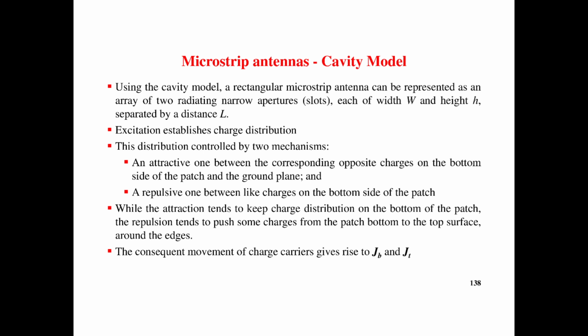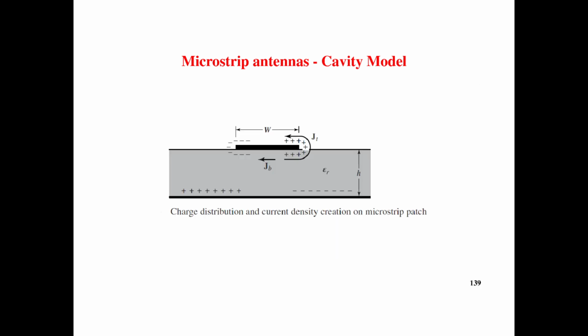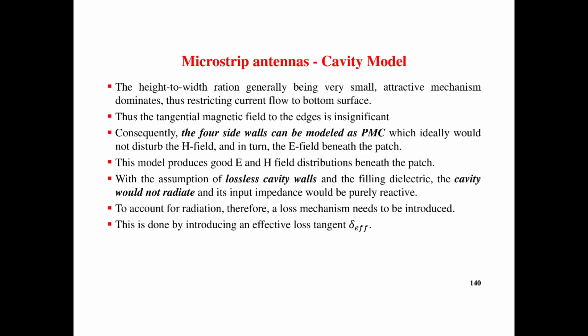The microstrip antenna also has a cavity model. The cavity is used to model the charge distribution and current density of the microstrip. The height to width ratio being very small is an attractive feature. Thus the tangential magnetic field at the edge is significant. Consequently, the four walls are modeled as PMC. This model produces E and H distributions.